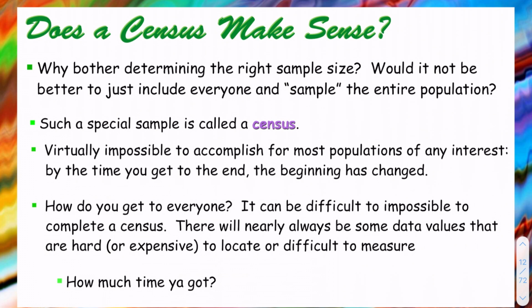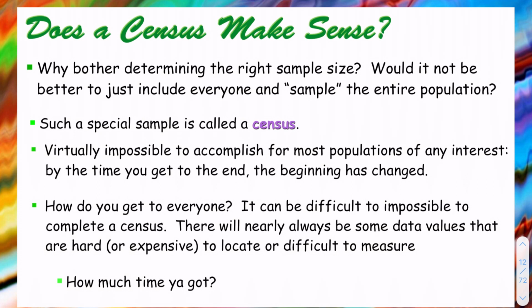So you may be asking yourself, if we're so worried about how many people we should collect, why don't we just ask everyone? And does a census make sense? So, I mean, that's the idea of asking everyone. If we're worried about all of the students' opinions at DC, all I just have to do is ask 893 students for their opinion. So why bother determining the right sample size? Wouldn't it be better to just include everyone and sample the entire population? So we can do that. Those are called censuses, but they're virtually impossible to accomplish for most populations of any interest. By the time you get to the end, the beginning has changed. So how do you get to everyone?